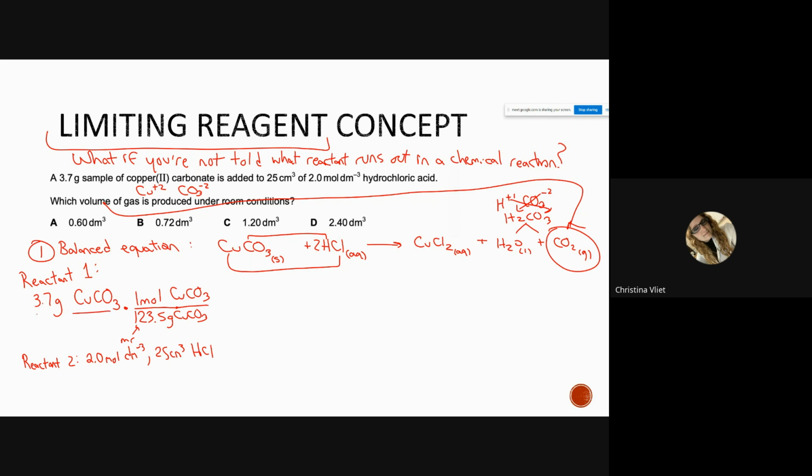Well, you could just divide these two numbers. Do 3.7 divided by 123.5. I get 0.03 moles of CuCO3. What do we want? CO2. So once we have moles, we can say 1 mole of CuCO3 will give us 1 mole of carbon dioxide. That means it's going to be the same. So we now know that we have 0.03 moles of carbon dioxide.